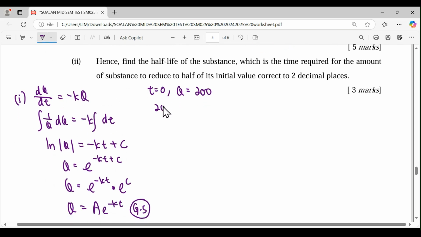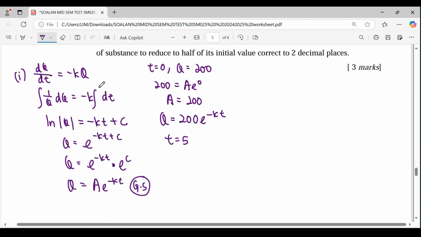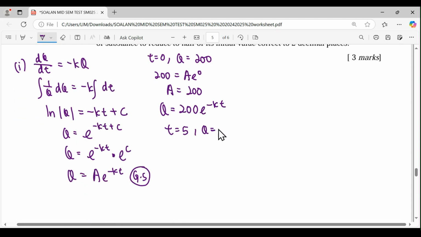So substitute 200 equals A e^0. So we find out the first constant A is 200. Now our equation Q equals 200 e negative kt. We substitute the second information when t equals 5, Q is equal to 180.